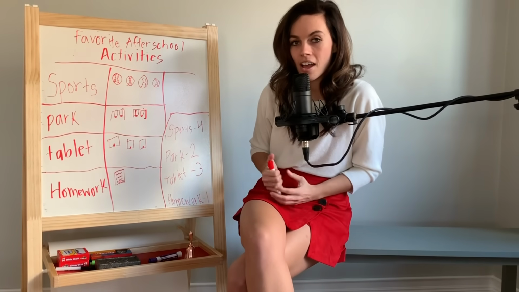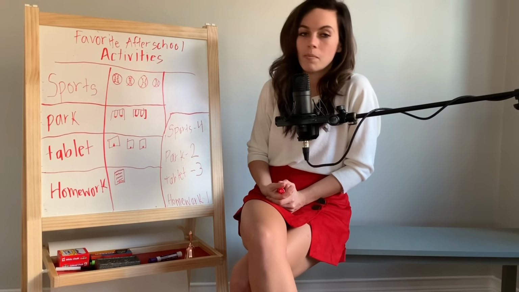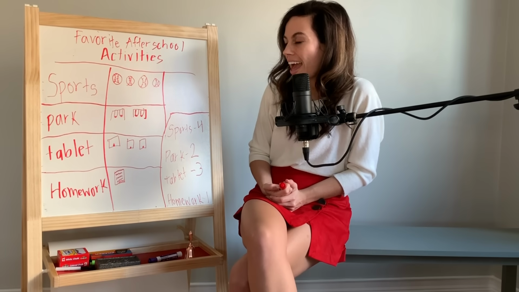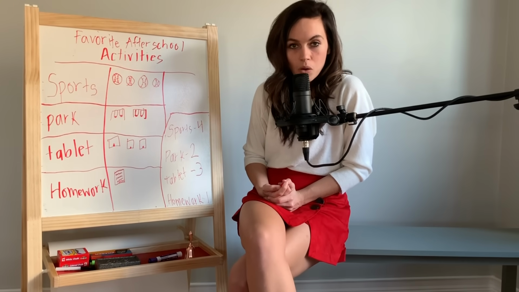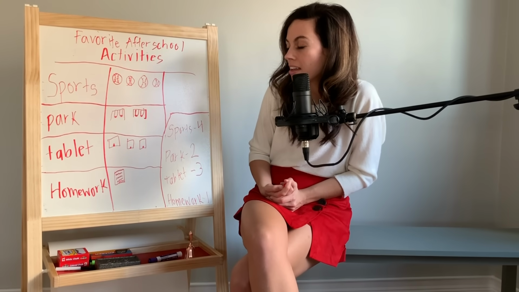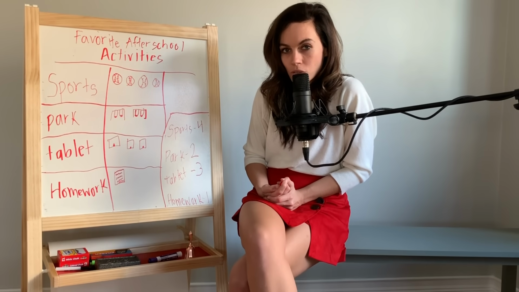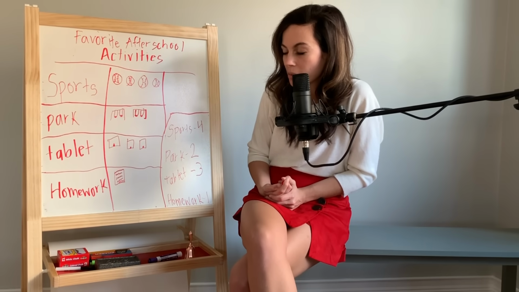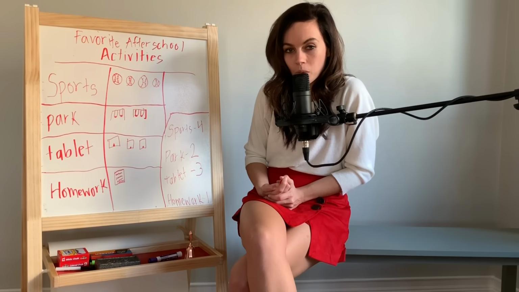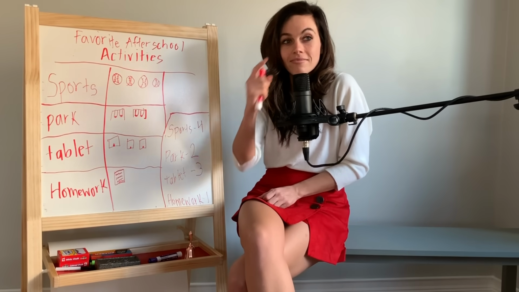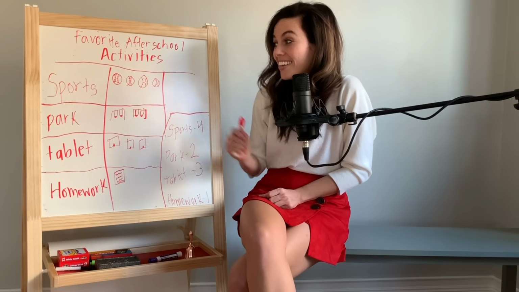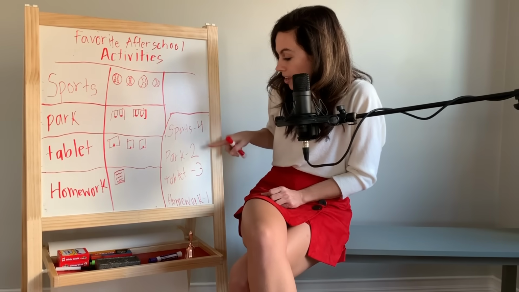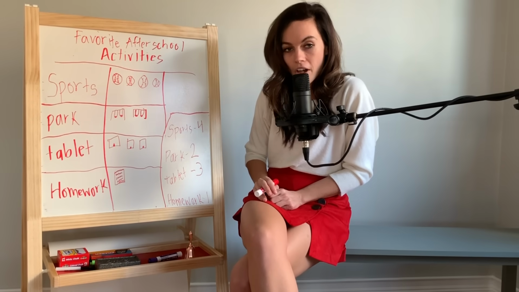So now that we have our pictograph, we're going to answer some questions about this graph. So my first question is, what after school activity was liked the most? Which would mean that the most people chose this after school activity. Which one would you say it is? Would you say it's sports, the park, tablets, or homework? Yes, it's sports because 4 people chose sports, and that is the most out of all of the favorite after school activities.